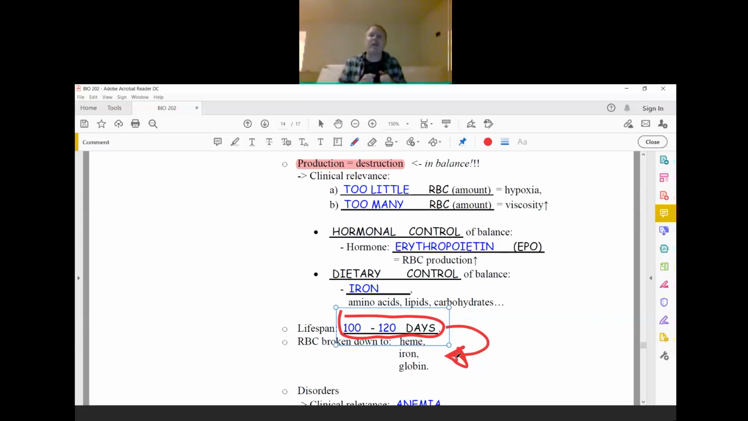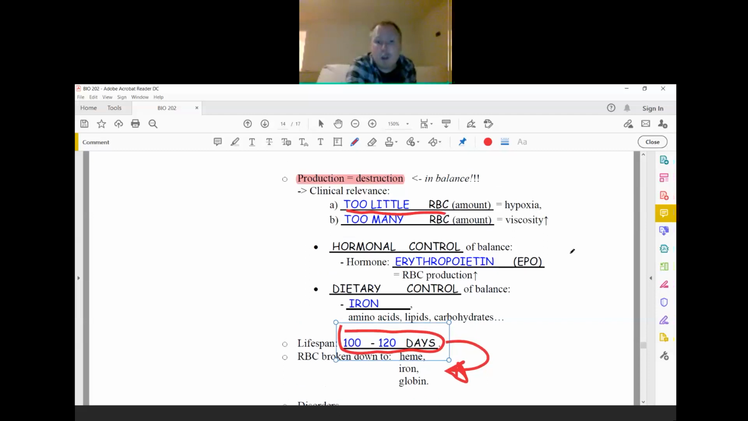But let's have a look at a situation where this production and destruction of the red blood cells is not in balance. If we have too few red blood cells, we talk about this being a condition where one has hypoxia. And if there are too many red blood cells, the blood becomes very high in viscosity.